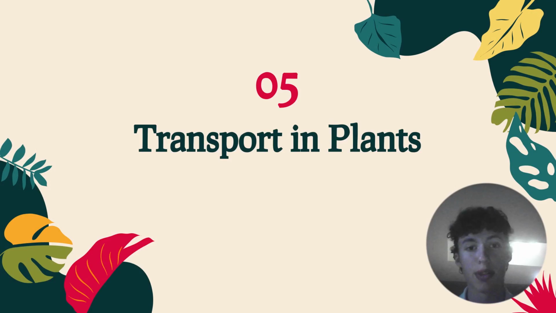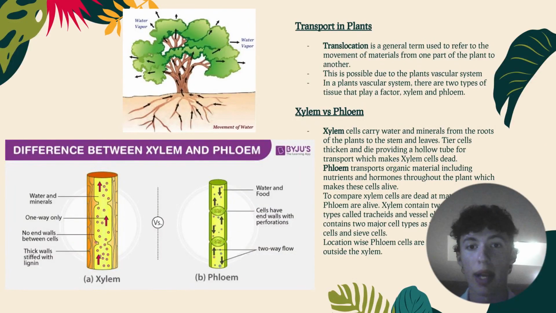So, transport in plants. Translocation is the general term used to refer to transportation in plants, basically the movement of materials from one part to another. This is xylem versus phloem. Xylem cells carry water and minerals from the roots of the plants to the stems and leaves, and their cells thicken and die, providing a hollow tube for transport, which makes xylem cells dead, not alive.